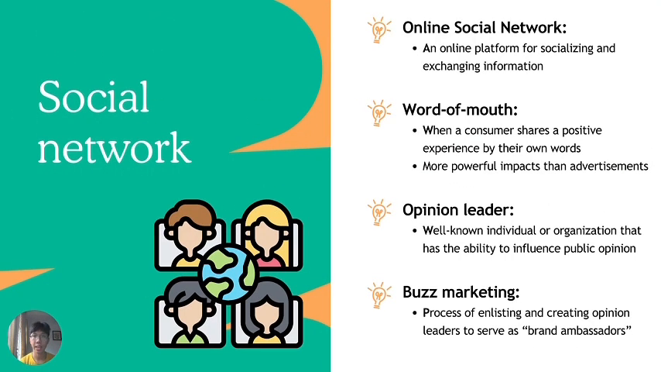The next one is social networks. An online social network is an online platform for socializing and exchanging information, ranging from blogs and social media sites to shopping sites. Some examples of online social networks are Facebook, Amazon, Instagram, and YouTube.